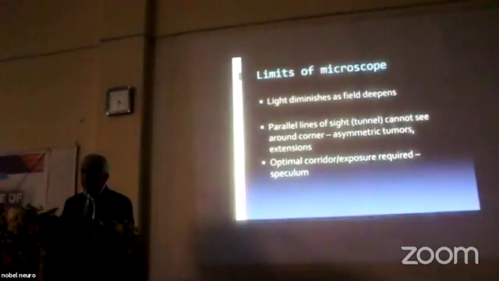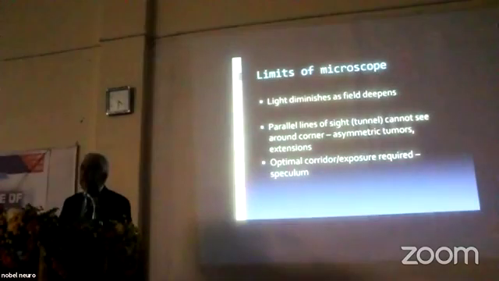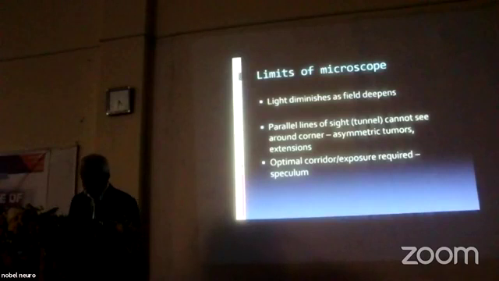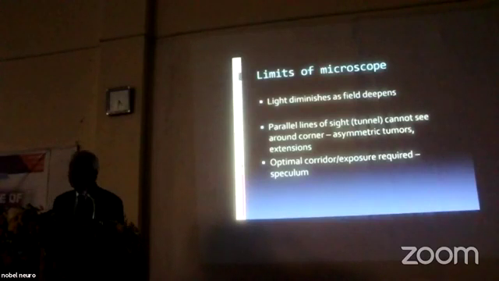What is the problem with the microscope? For many years, every one of us, and even now some of us, find it very comfortable using the microscope. There is light limitation as the field deepens, parallel lines, and it works in tunnel vision. It cannot look into the corners.